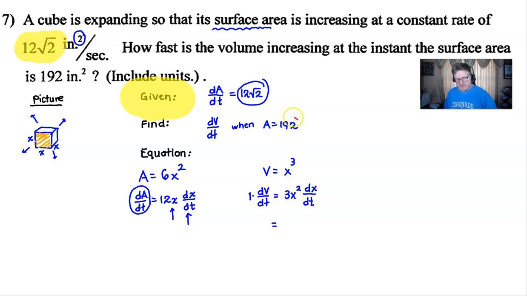The fact that the surface area is a certain value is going to enable you to figure out a specific x for which that's going to be true. And then it's sort of like dominoes falling. Once you find the x, you've got the dx/dt, and then you should be able to come up with the dV/dt. I hope this helps.